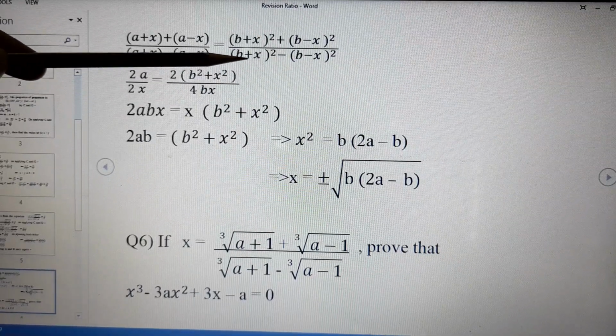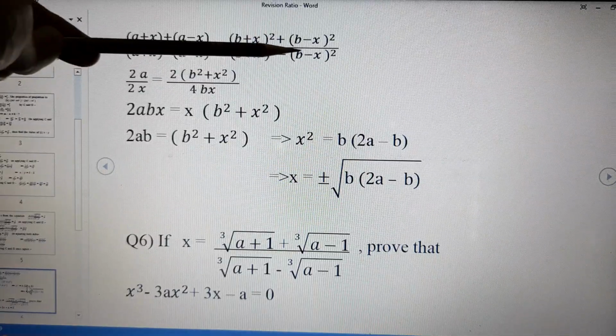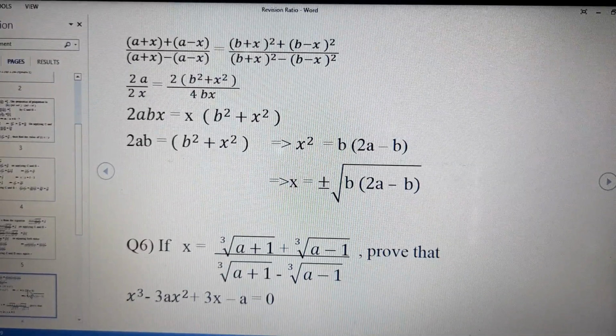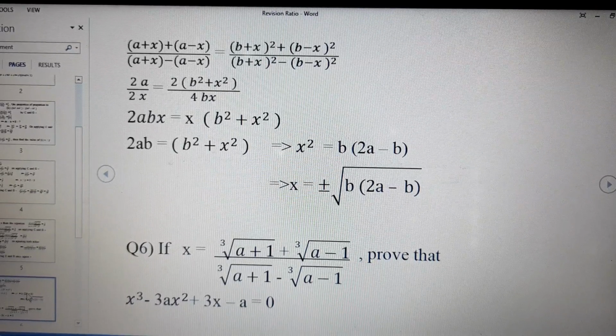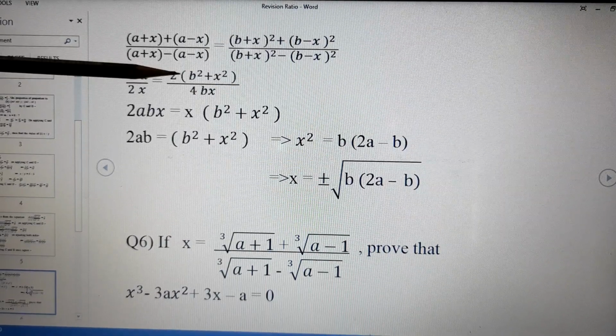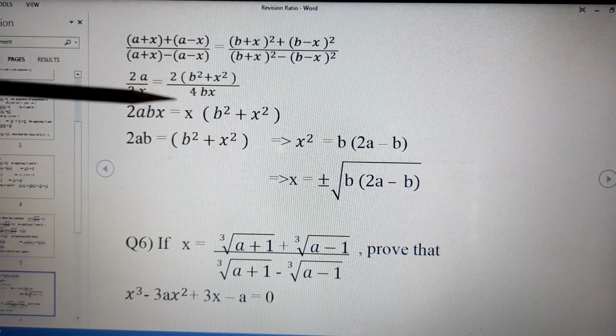If we apply the formula here and we open the bracket because of this minus sign, b square and b square will be cancelled, x square and x square will be cancelled. We will be left with 2bx plus 2bx, that means 4bx. We will cancel 2 and 2 from here and 2 and 4. So we will be left with 2 and we will do cross multiplication.